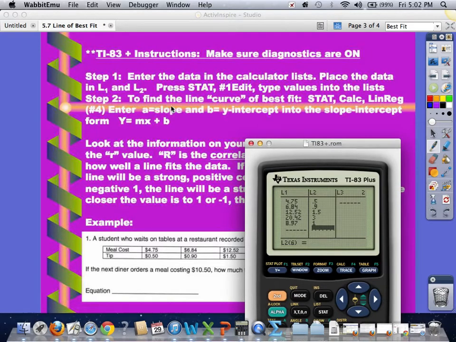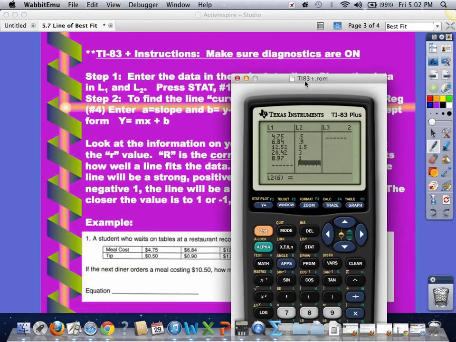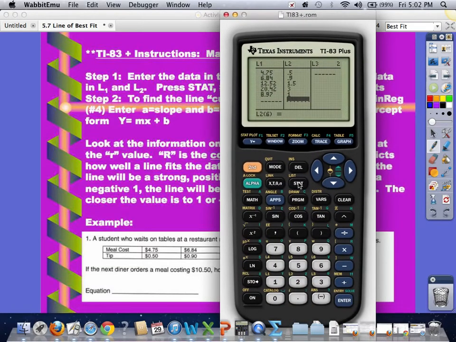Next, you're going to find the line or curve of best fit. And that would be stat, calc, linear regression number 4. So you go from here, you go stat, and up here where it says calc, then you go to linear regression number 4. Hit 4, and then you hit enter. And it's going to come up with all these numbers, okay?